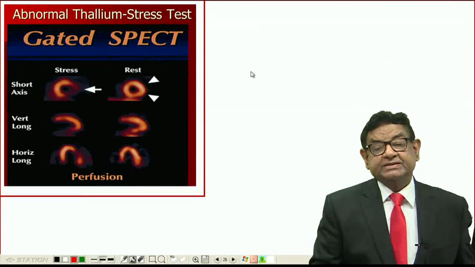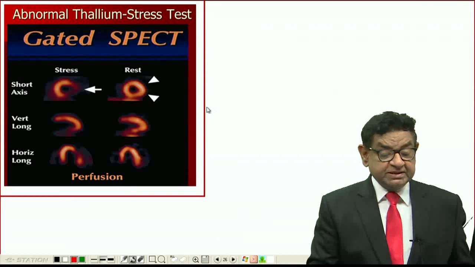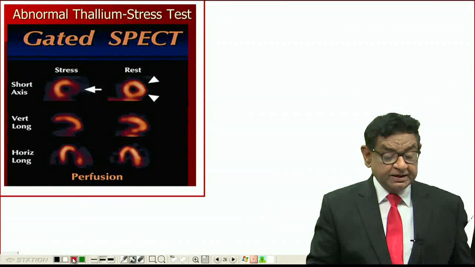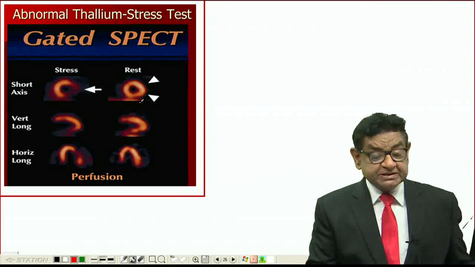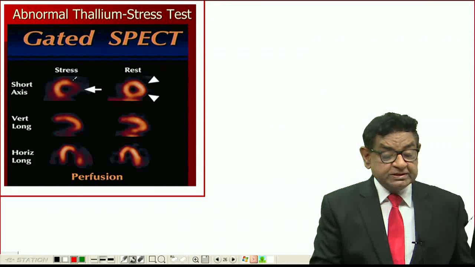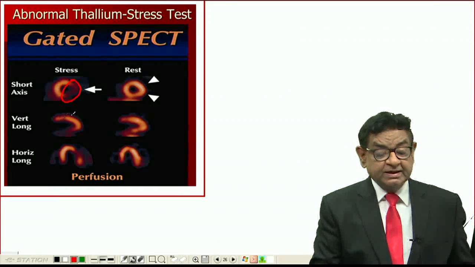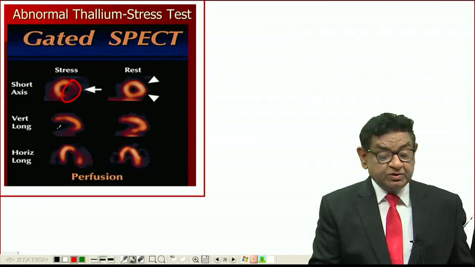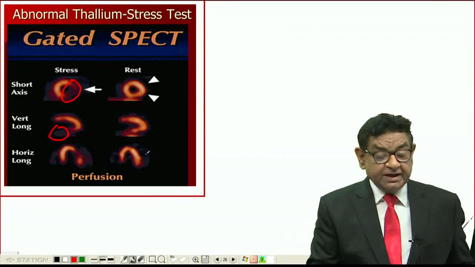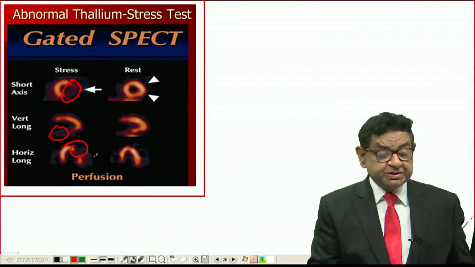So now we can see the gated thallium stress test, so beautifully seen. Look at this. This is during resting state. And now this is the ischemia we are getting. Cold spot we are getting. Again, resting stage, we are getting a lovely ischemic area. Again, this is the resting state, and we are getting tissue ischemia there.